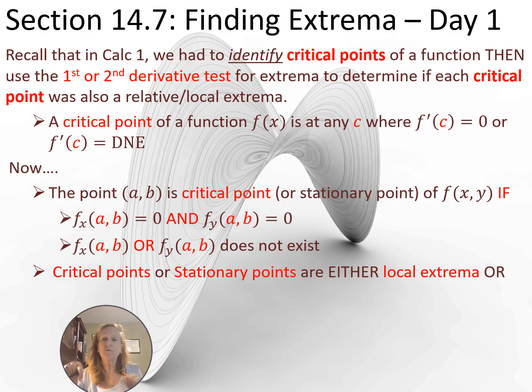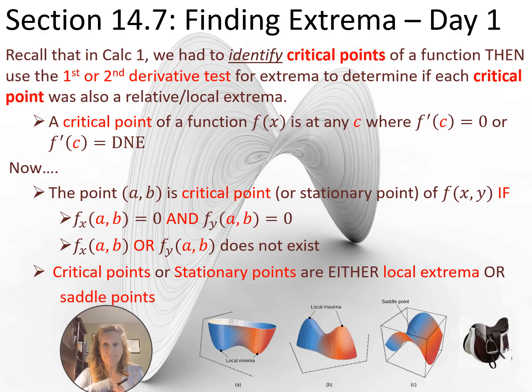So in multivariable, when you have your domain being the xy-plane and our height being z, so we can see it in 3D, a critical point or a stationary point can either be local extrema, or they can be something called a saddle point. That's right, a saddle point.